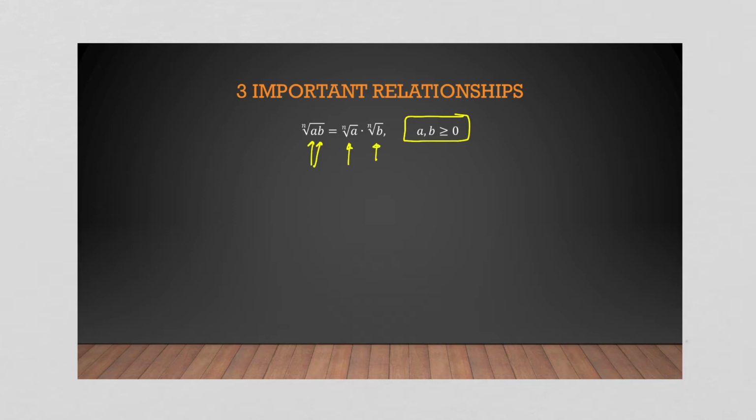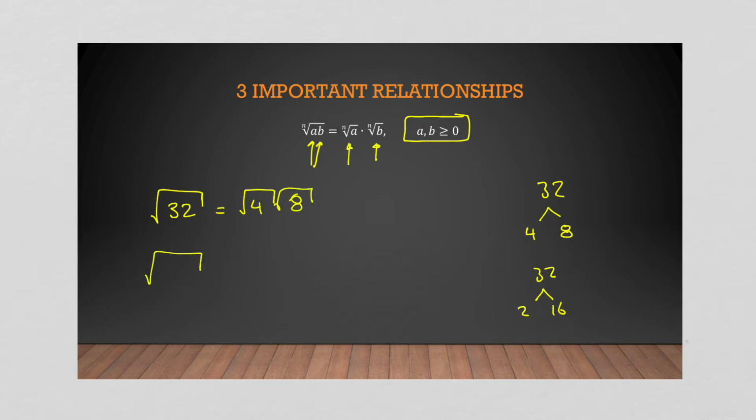Let's say we had the square root of 32. Well, you can break this up however you want. You can think about how you would break 32 up. Well, 32 is 4 times 8. 32 is also 2 times 16. So you could say the square root of 32 is actually the same as the square root of 4 times the square root of 8. Or the square root of 32 is equal to the square root of 16 times the square root of 2.